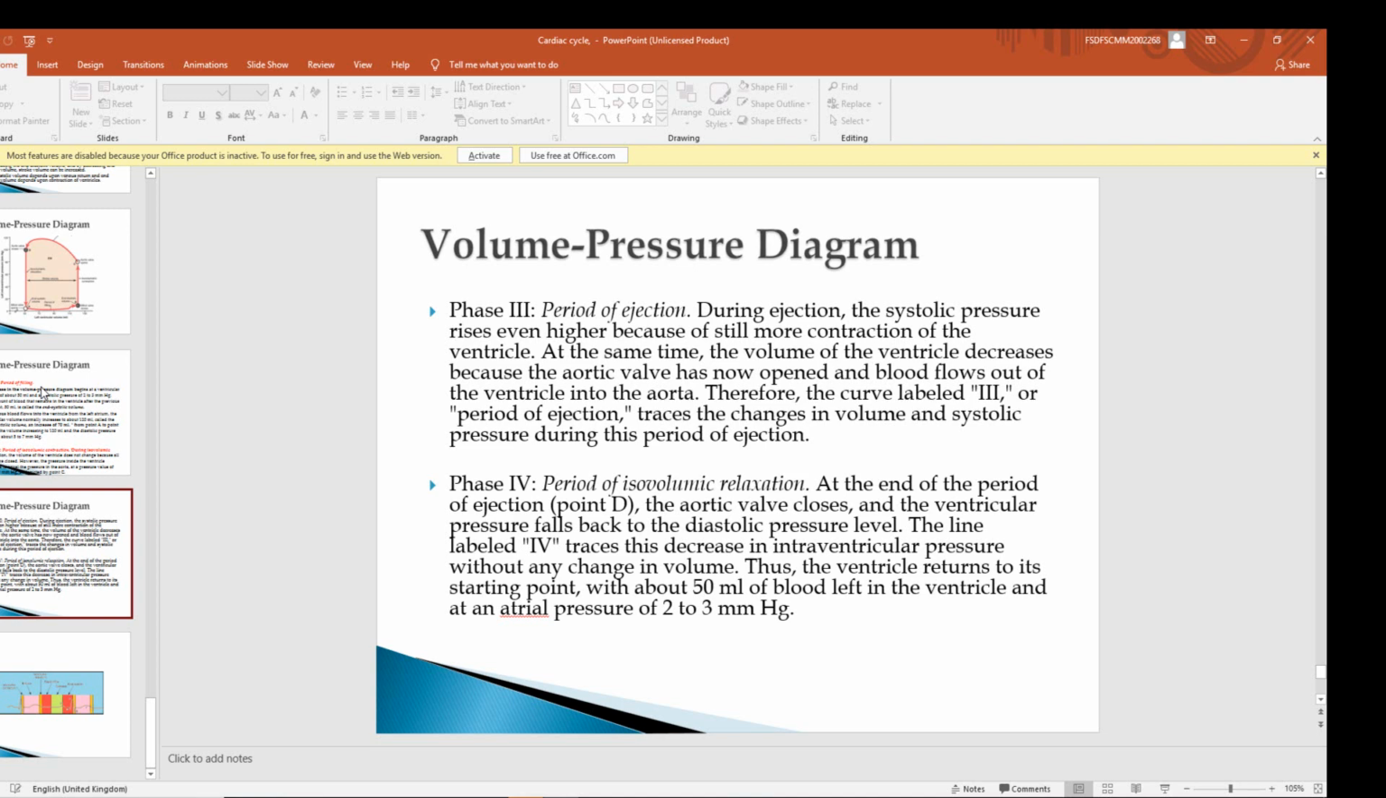Then phase 4 is the period of isovolumic relaxation. At the end of the period of ejection, point D, the aortic valve closes and the ventricular pressure falls back to diastolic pressure level. The line labeled 4 traces this decrease in intraventricular pressure without any change in volume. Thus, the ventricle returns to its starting point with about 50 ml of blood left in the ventricle and at an atrial pressure of about 2 to 3 millimeters of mercury.